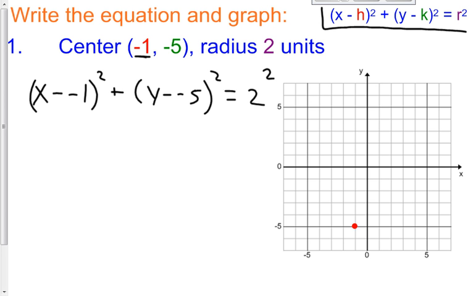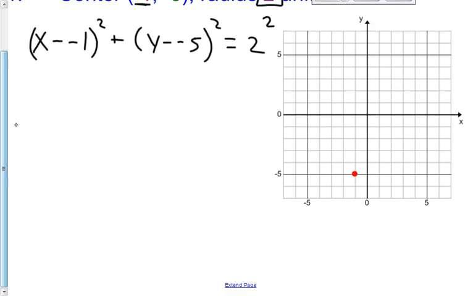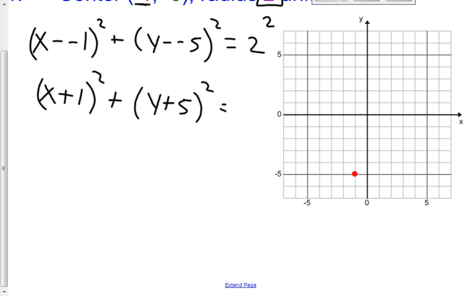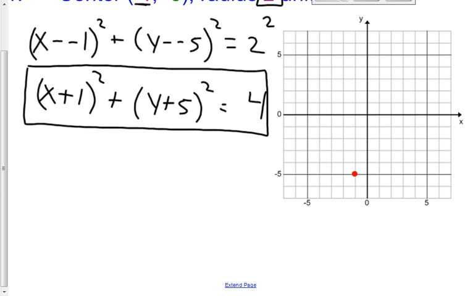Now I'm showing my work quite a bit on this one. You wouldn't have to do that, and I'm not going to do that in future times, but I wanted you to get a good idea about what the equation of a circle is. So now this minus a minus becomes plus, so it's x plus 1 quantity squared plus y plus 5 quantity squared. That equals the radius squared, which is 4. This is how I want you to answer these questions, and this is certainly how Excel Math wants you to answer them.